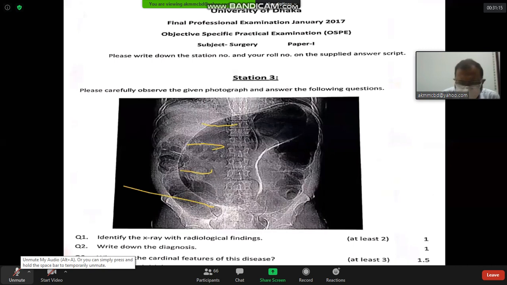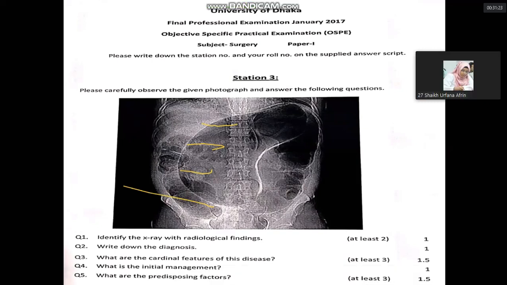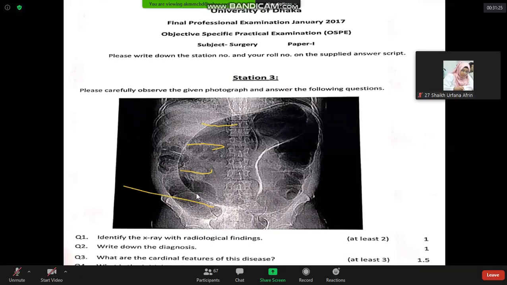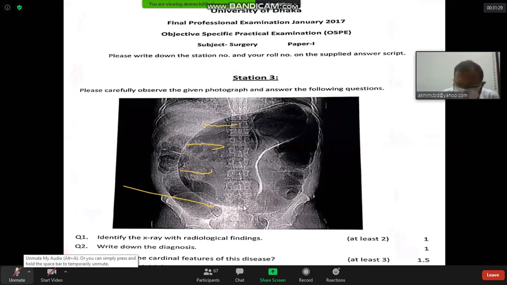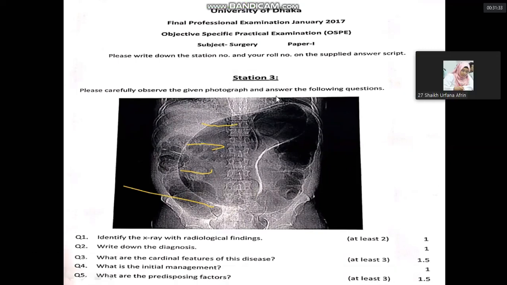What could be the probable diagnosis? Volvulus. Volvulus of which organ or which part of intestine? The large intestine. You have to say sigmoid volvulus.